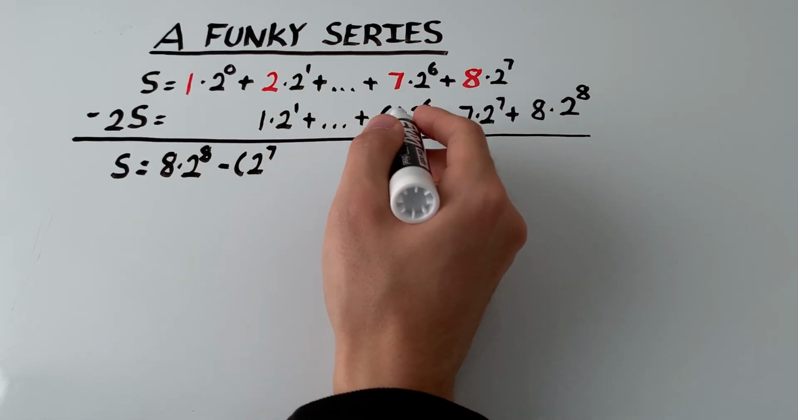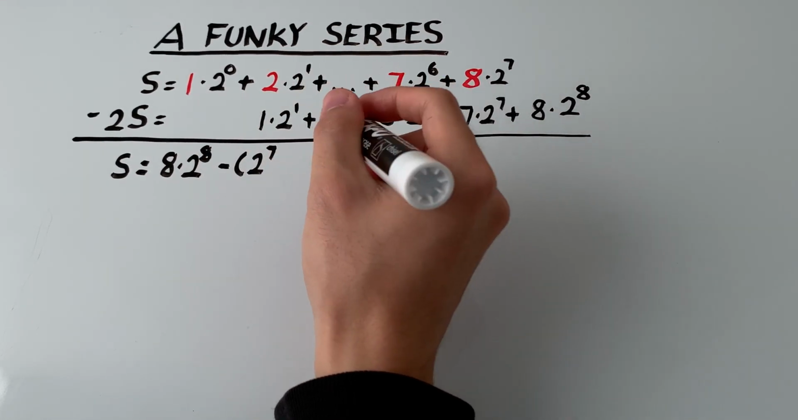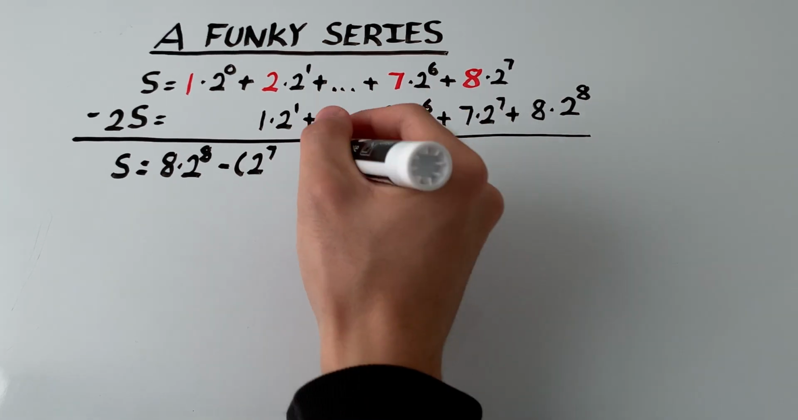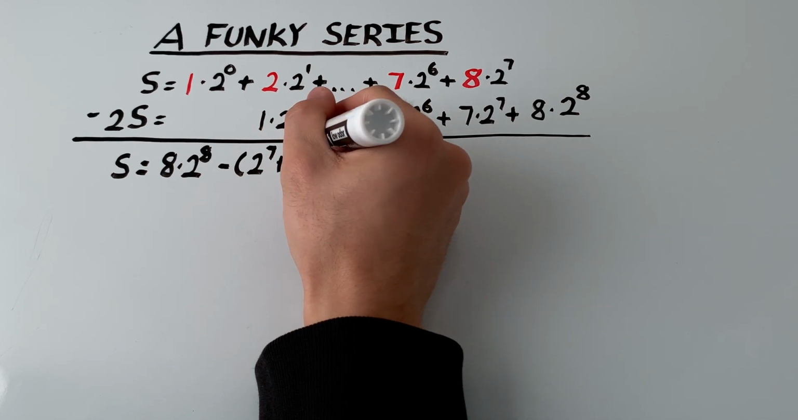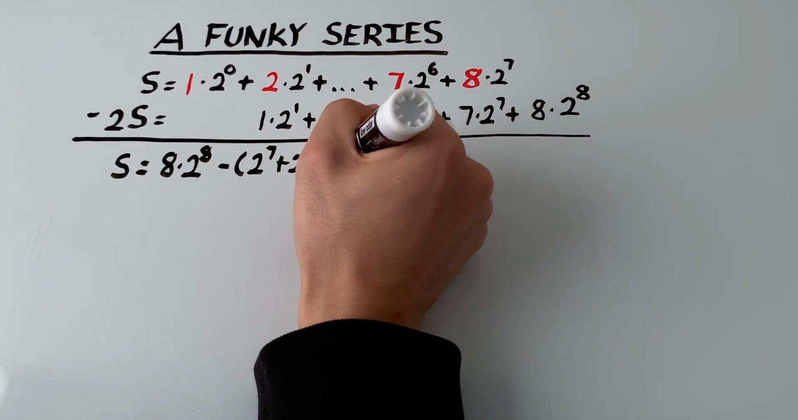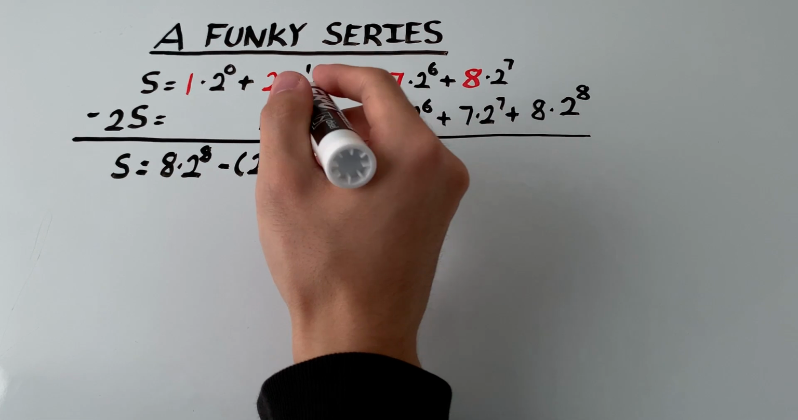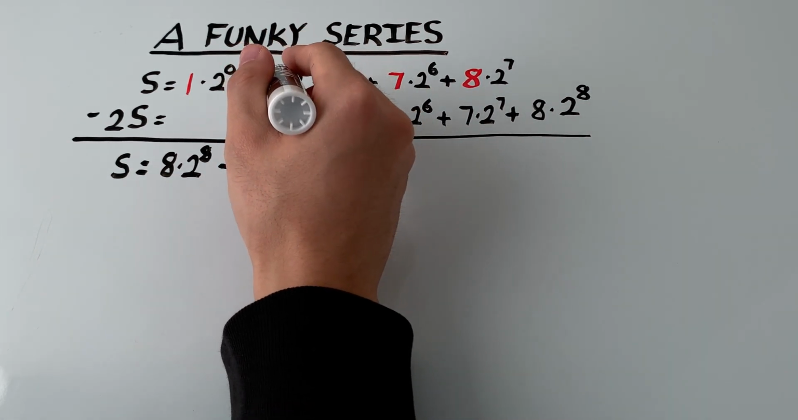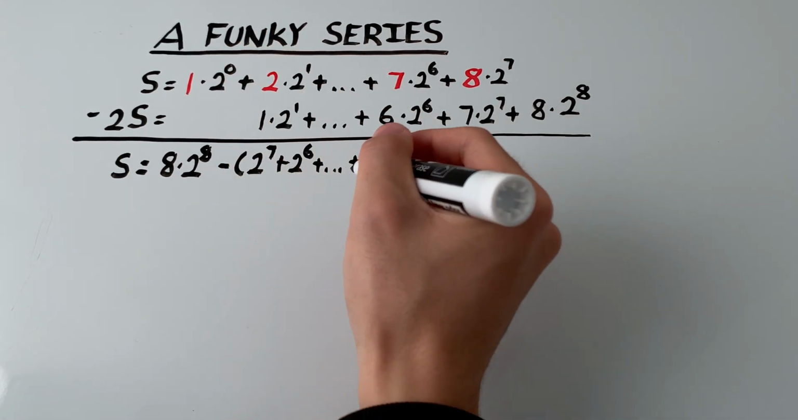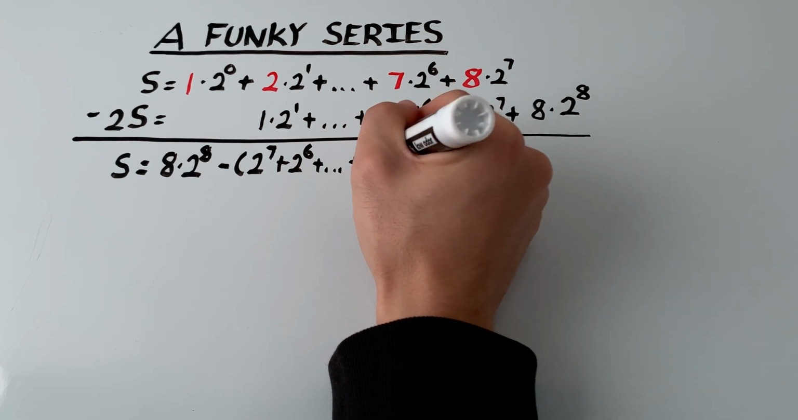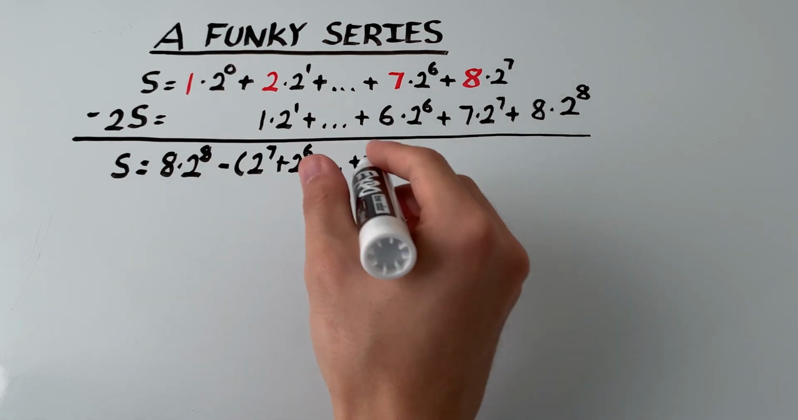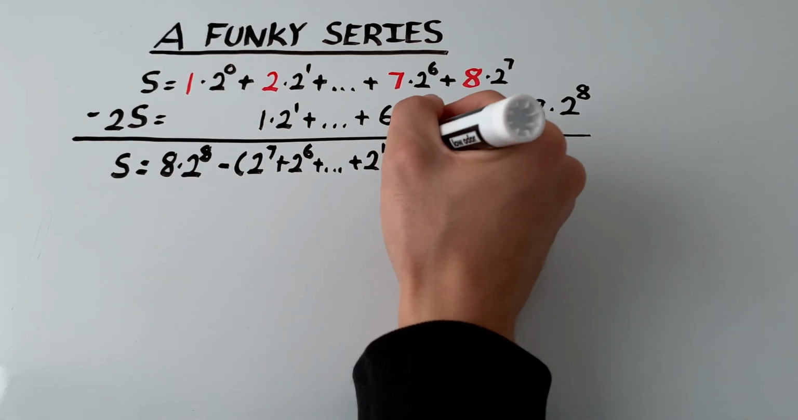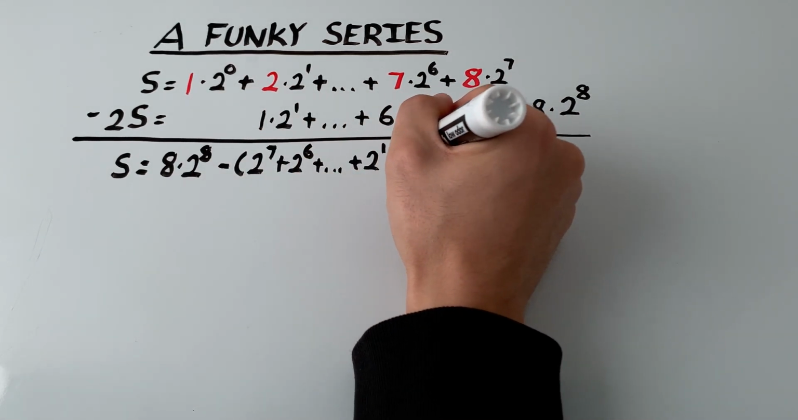6 times 2 to the 6 minus 7 times 2 to the 6 becomes minus 1 times 2 to the 6. 1 times 2 to the 1 minus 2 times 2 to the 1 becomes minus 1 times 2 to the 1. And then we need to subtract this last term at the end over here, 2 to the 0.